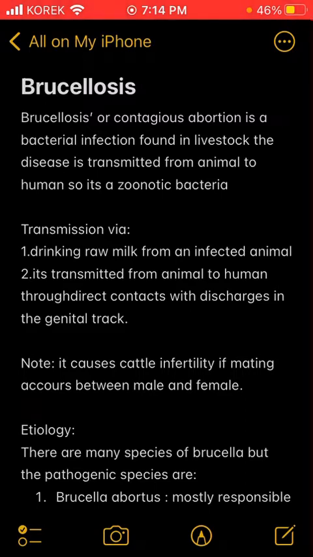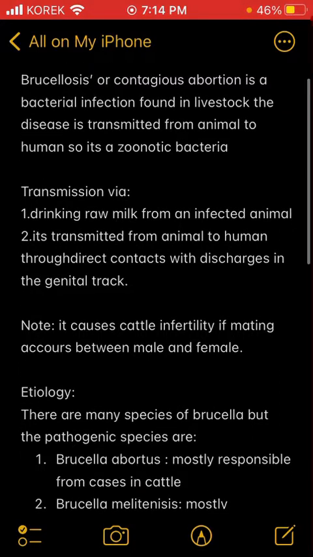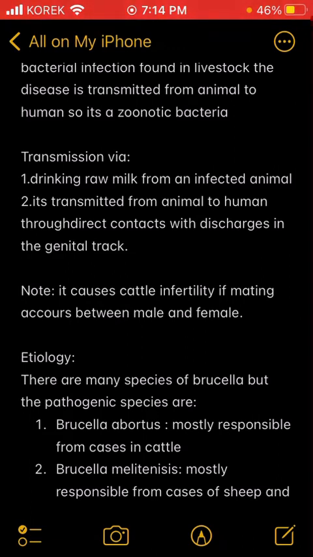As we said, it's a bacterial infection that causes abortion, and it's contagious. It's found in livestock, even in dogs and cats and swine, but mostly in ruminants. It's zoonotic, and it's transmitted first through drinking raw milk from an infected animal. That means if the milk is not pasteurized, you will get infected by the disease, by the bacteria.